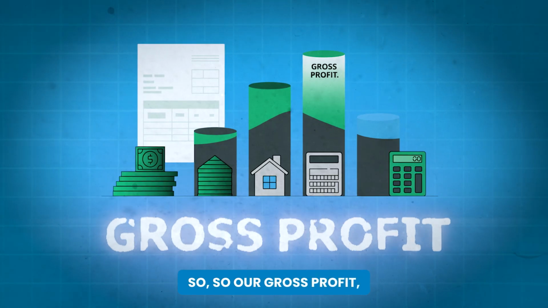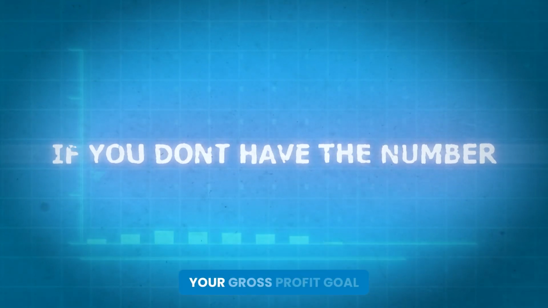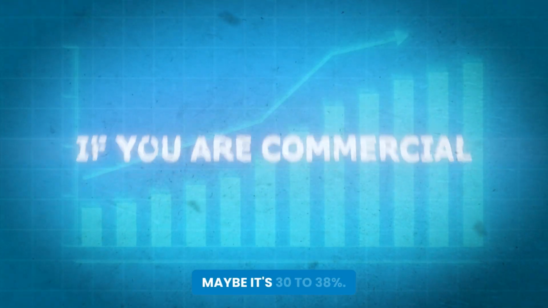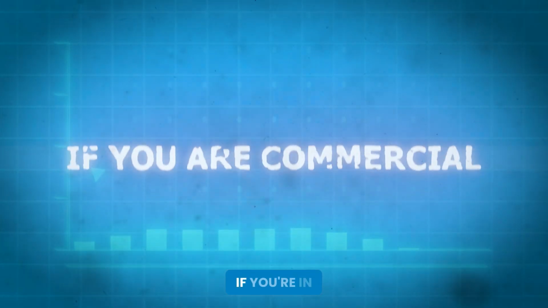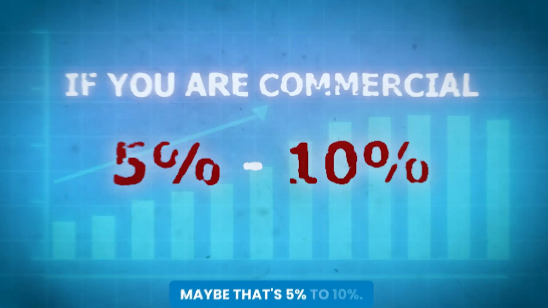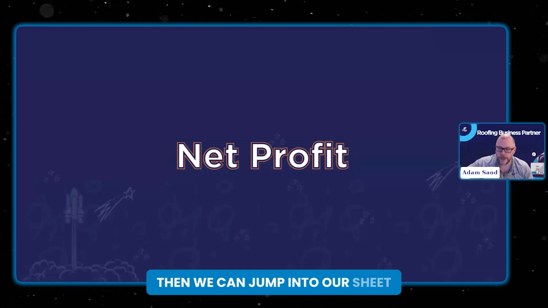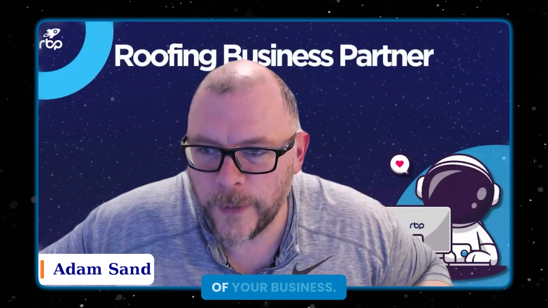So our gross profit, you have to think, what do you want your gross profit to be? If you don't have a number, your gross profit goal should be between 40 and 50%. If you're in commercial, maybe it's 30 to 38%. Then you're going to have a net profit goal. Net profit goal should be somewhere between 10 and 20%. If you're in high volume commercial, maybe that's 5 to 10%. And so if we know these numbers, then we can jump into the sheet that I want to show you guys today. And that's how to calculate the seasonality of your business.